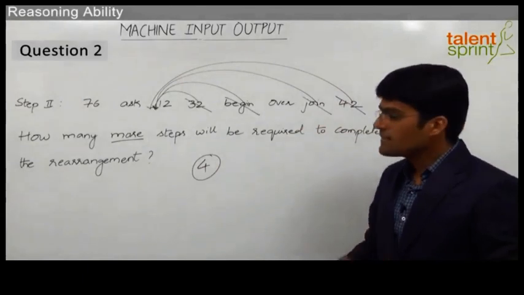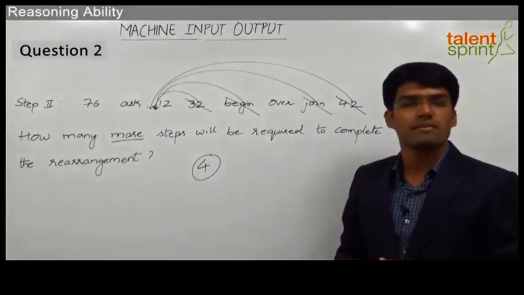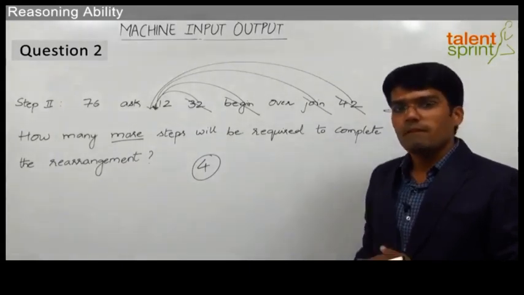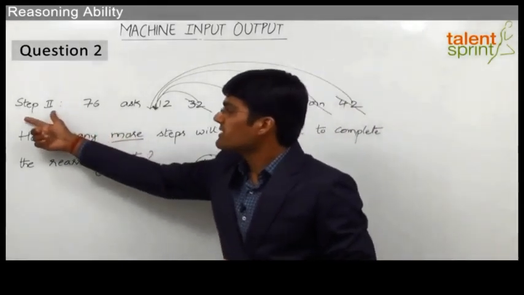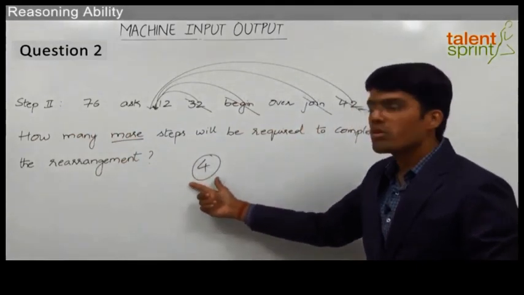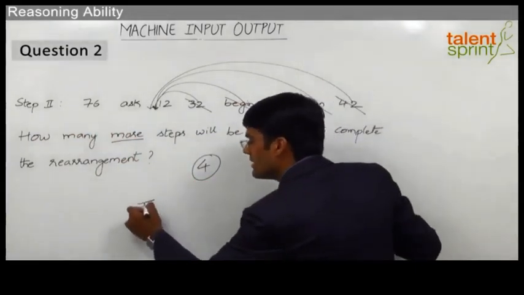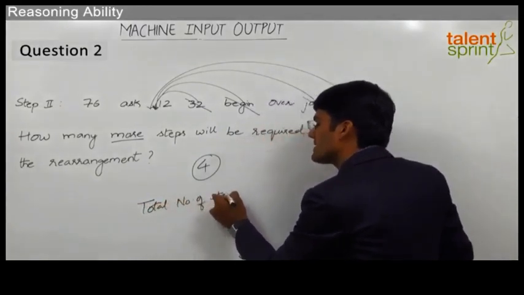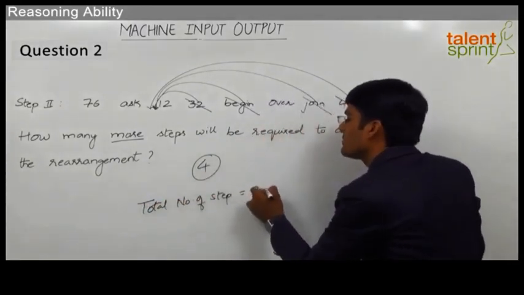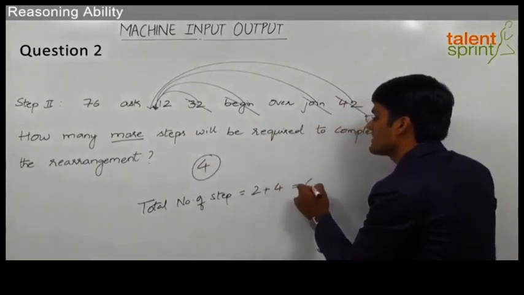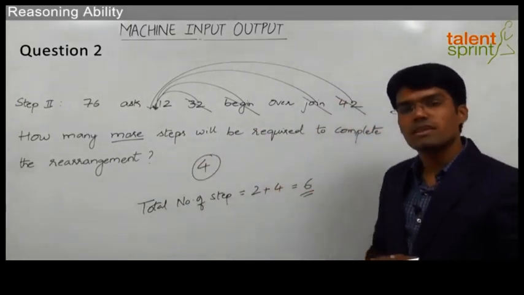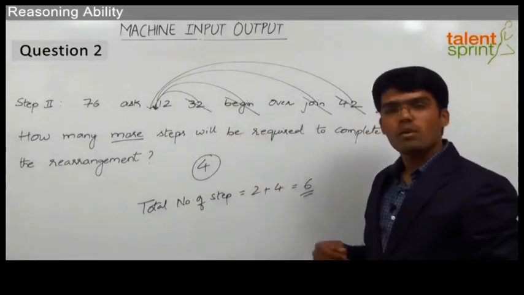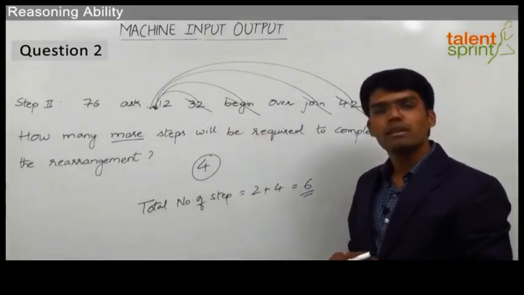In some cases, for the same question, the total number of steps is required. And in such a case, the answer has to be 6. Why? Because step 2 is already given and we know that 4 more steps are required. So I can say that the total number of steps would be equal to the second step plus 4 more steps, that is 6. So if the total number of steps is to be determined, the answer has to be 6. If how many more steps are required has to be determined, then the answer has to be 4.